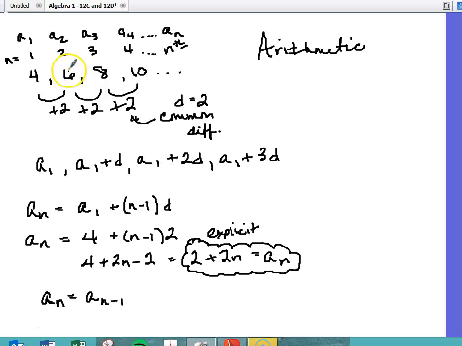So from each previous term, I'm just adding 2. So that's what I'm going to say here. I've just added 2. The nth term is the term before it plus 2. That is your recursive formula.